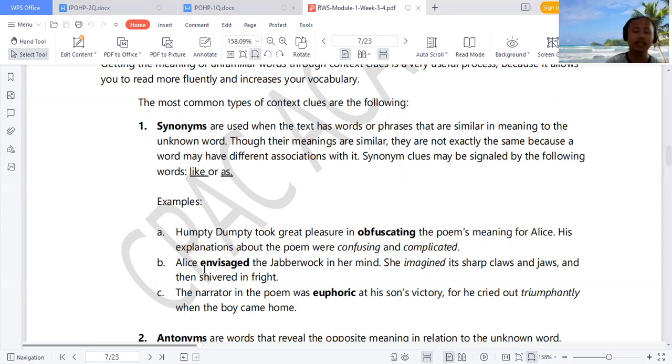Letter C, the narrator in the poem was euphoric at his son's victory, for he cried out triumphantly when the boy came in. What do you mean by euphoric? Euphoric means marked by a feeling of great happiness. So the narrator in the poem was euphoric at his son's victory. So of course, when there is a victory, there is happiness.